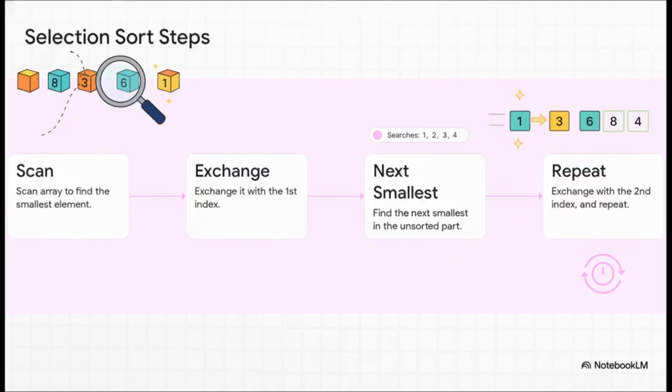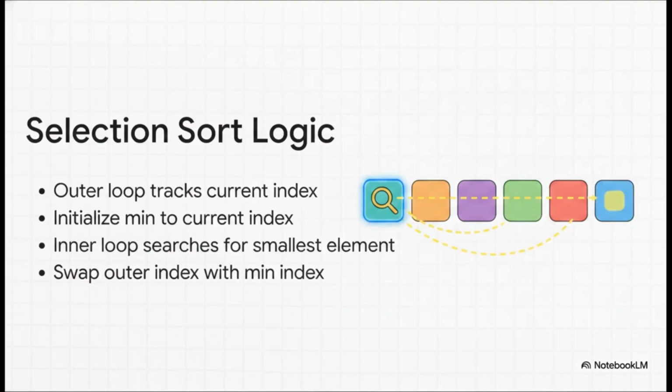Here is the dry run for selection sort. We start by scanning the entire array for one reason: to find the absolute smallest number. We grab it and we exchange it with whatever happens to be sitting at index 0. Great! Index 0 is now permanently sorted. Next, we scan the remaining unsorted part of the array, find the second smallest number, and exchange it with index 1. You can really see here that selection sort spends the vast majority of its time just frantically searching for that minimum value. The logic for this one is pretty elegant, actually.